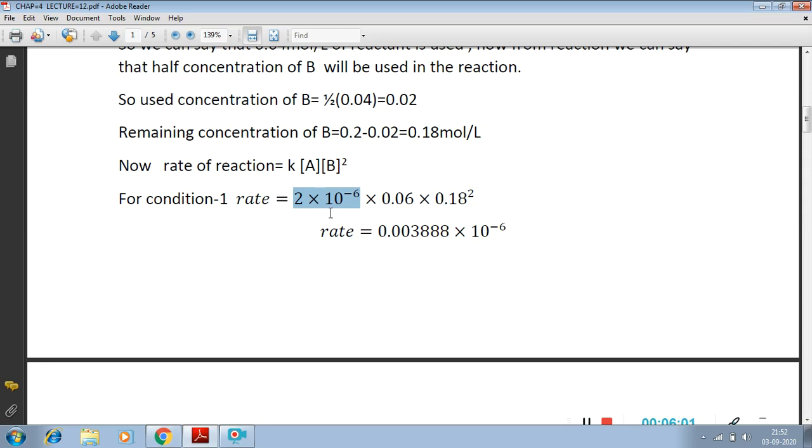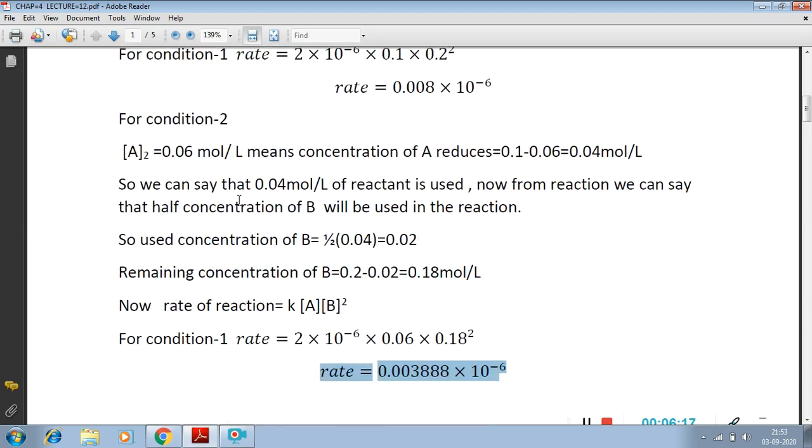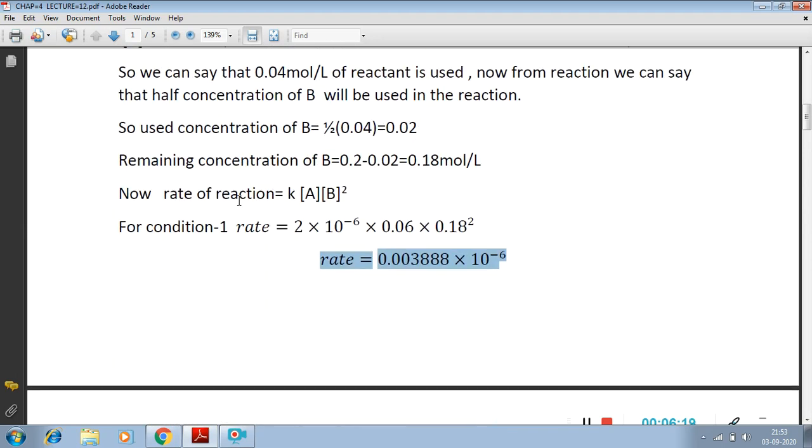Now if you calculate this, you will get 0.003888 into 10 raised to minus 6. That is our rate when A is reduced to 0.06.